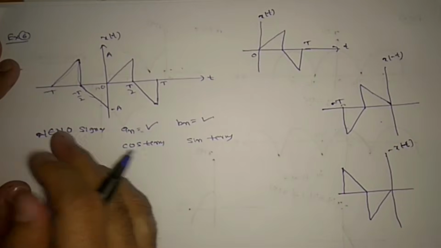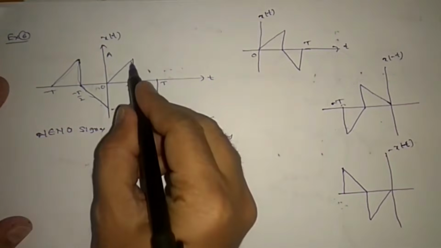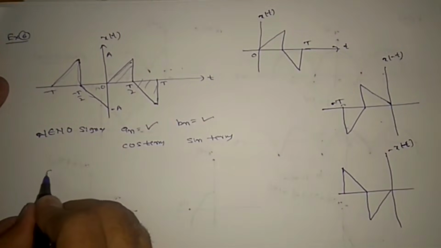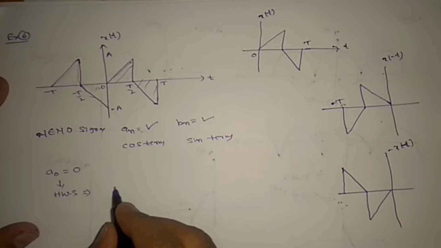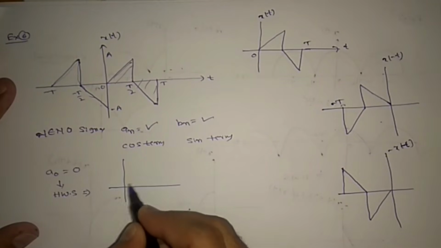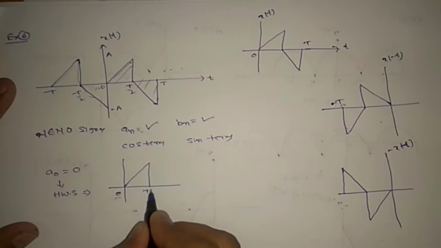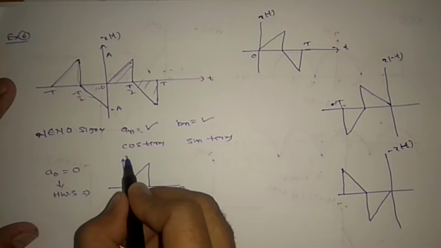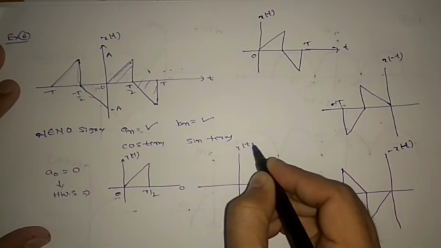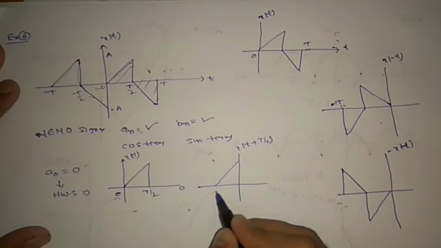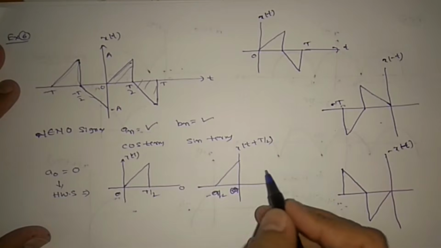Next, whether it is t-axis symmetry. So this area is matching, so a0 equals 0. It is t-axis symmetry. Next, if it is 0, then we can directly check half wave symmetry, right? So I will take the half wave from 0 to T by 2. Next, I will shift it, x of t plus T by 2, so it will be minus T by 2 to 0, right?